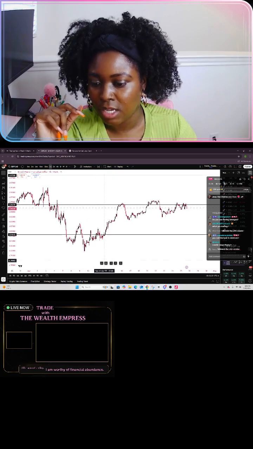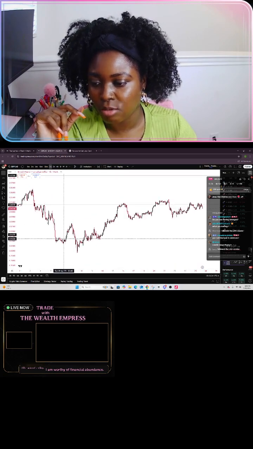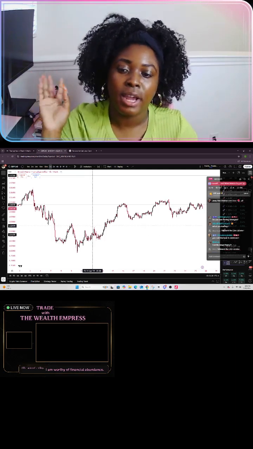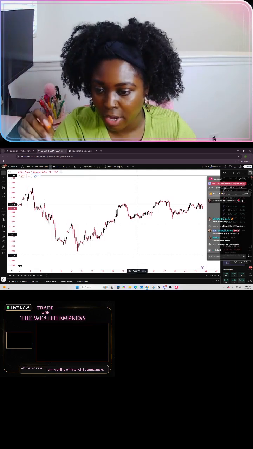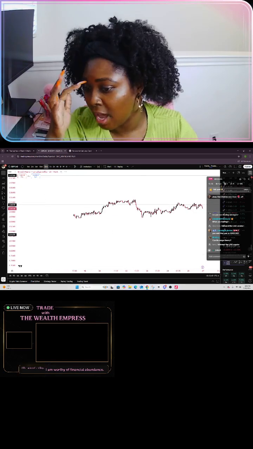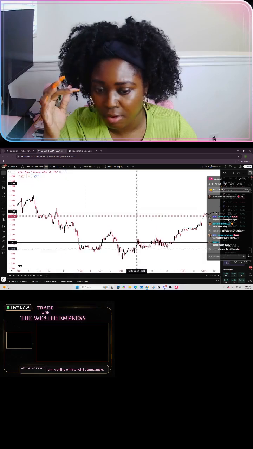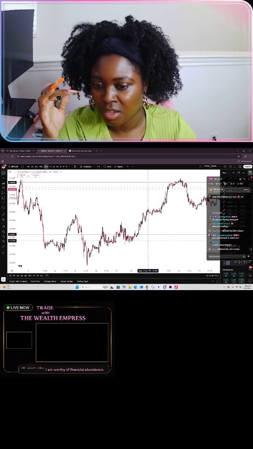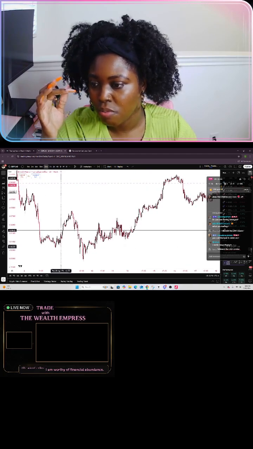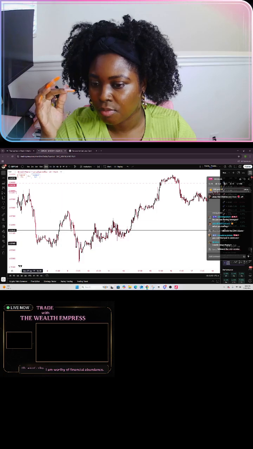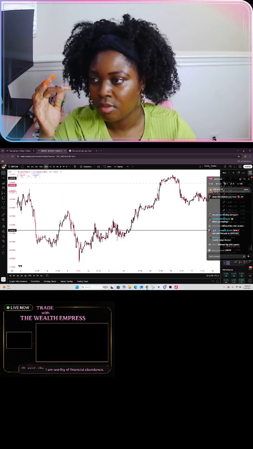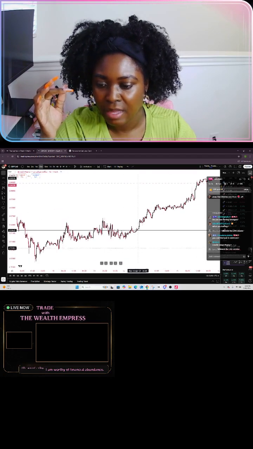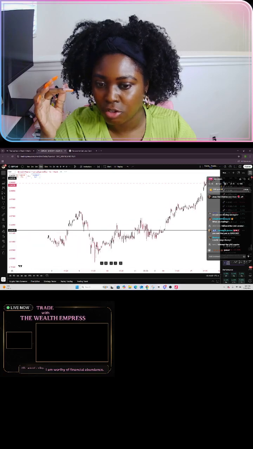You always want to see price trade outside of the range, come back into the range, break structure, and leave a fair value gap. I'm sure we probably got a better looking entry on a smaller time frame. Let's see. All right, on the 30-minute. Let's see what it looked like on the 15. The 15 gave a perfect entry.